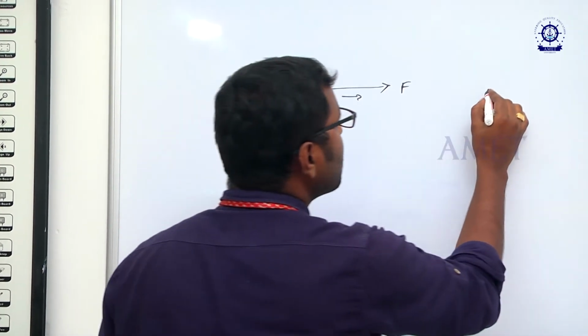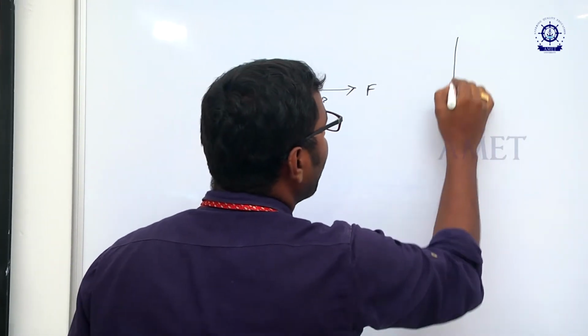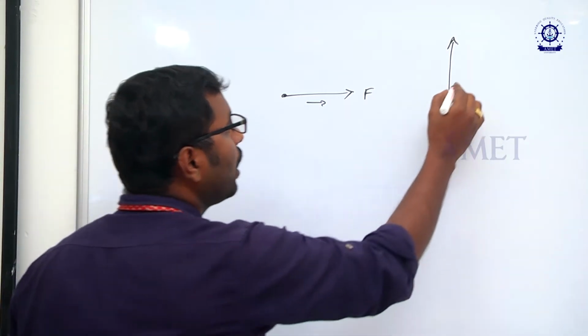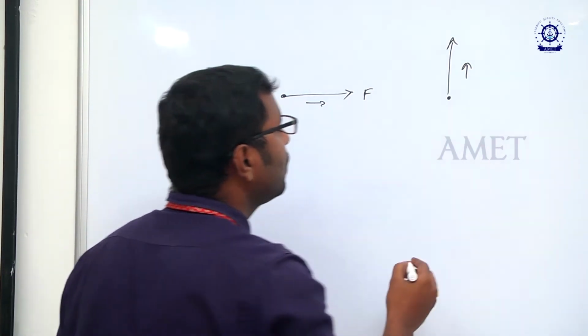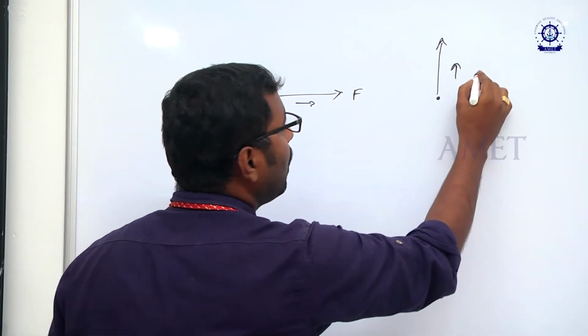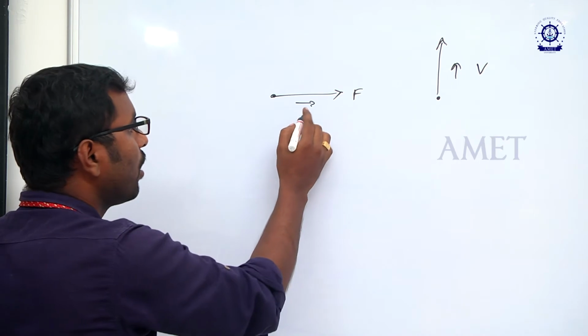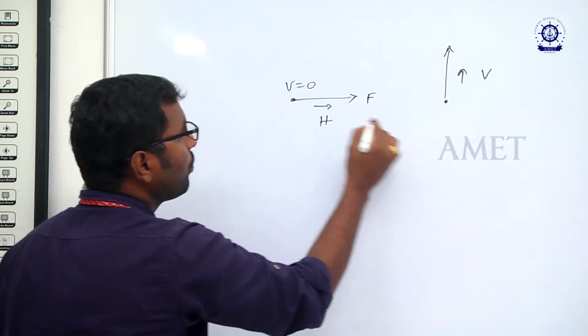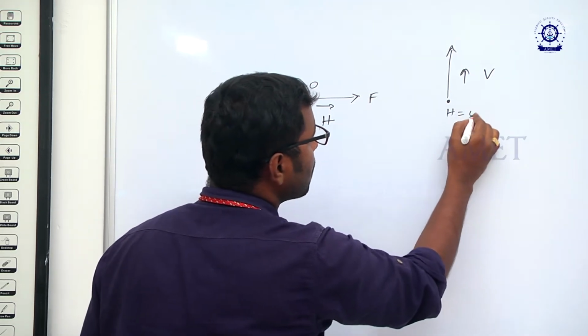Whereas, suppose we apply a vertical force on a body, it will move only in one direction, that means the vertical direction. So this system has only a vertical component, and this system has only a horizontal component. Here the vertical component is 0, here the horizontal component is 0.